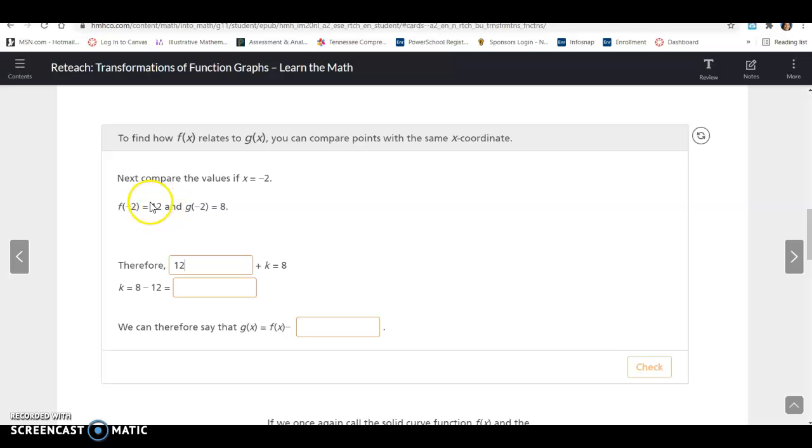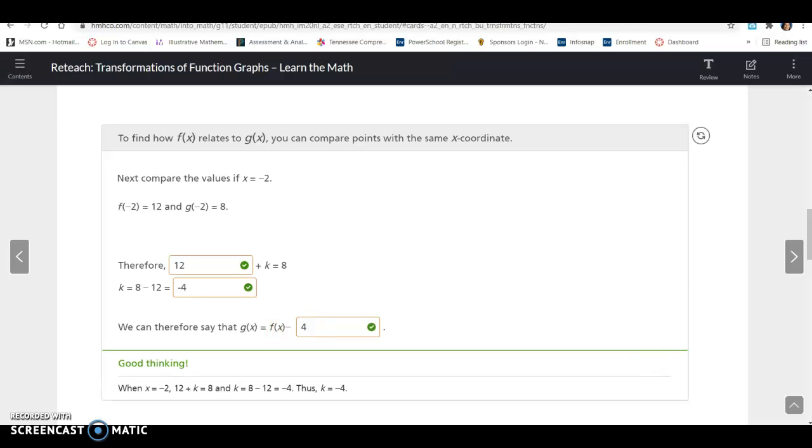But 12 is also what we started with right here, and so we've got 8 - 12. 8 - 12 is -4. So we can say that g(x) = f(x) - 4.